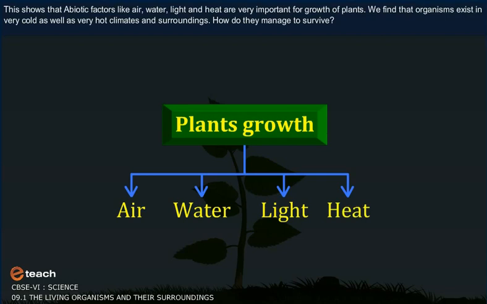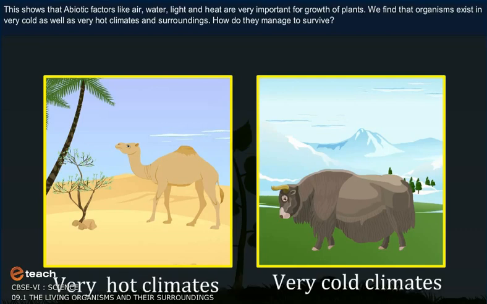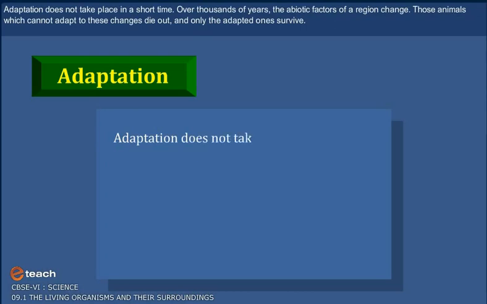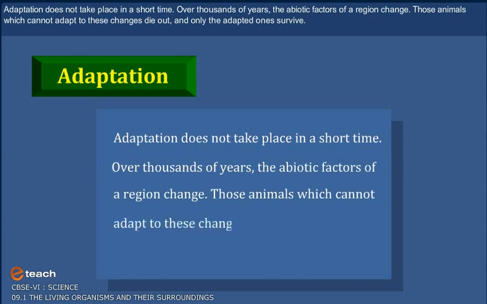We find that organisms exist in very cold as well as very hot climates and surroundings. How do they manage to survive? Adaptation does not take place in a short time. Over thousands of years, abiotic factors of a region change. Those animals which cannot adapt to these changes die out, and only the adapted ones survive.